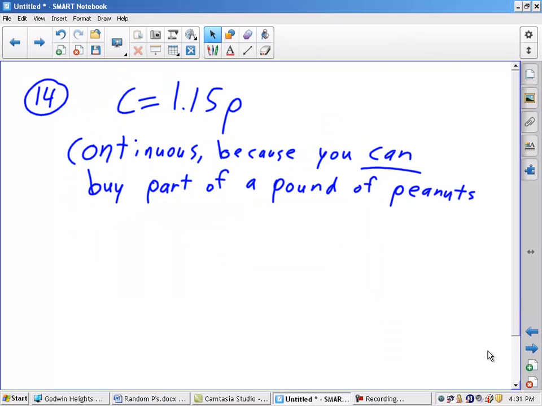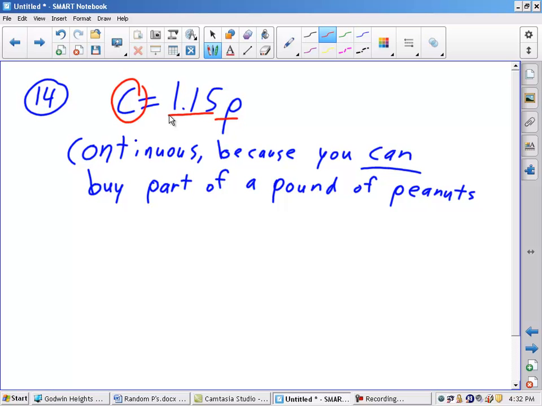Okay, if you look at number 14, it says a produce stand sells roasted peanuts for $1.15 per pound. What is the cost, C, of P pounds of peanuts? Really quick, $1.15 is right here, times the number of pounds of peanuts is going to give you your actual cost. So that's my actual equation.